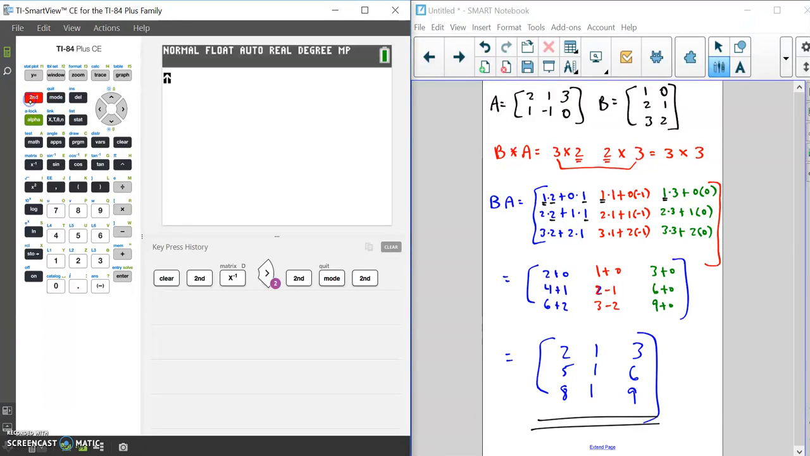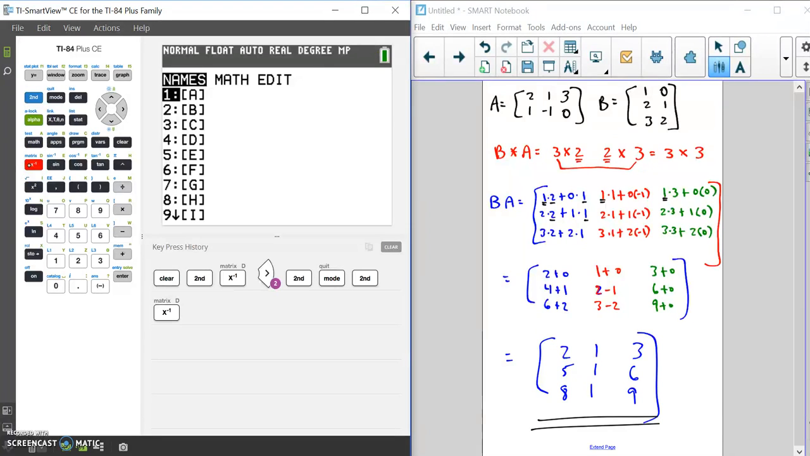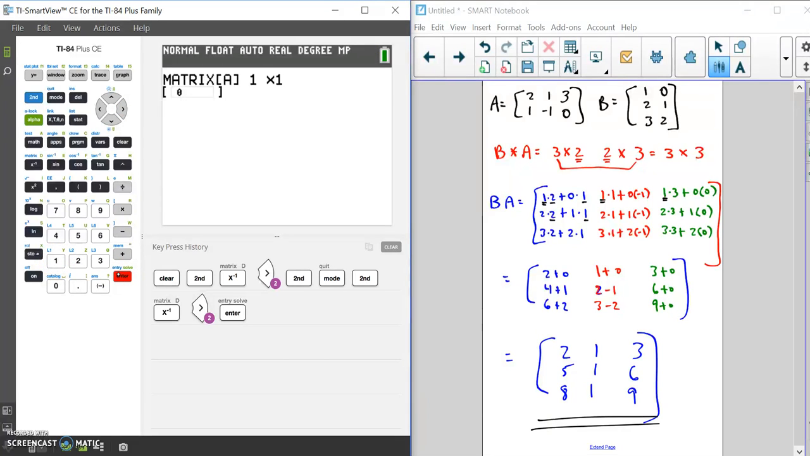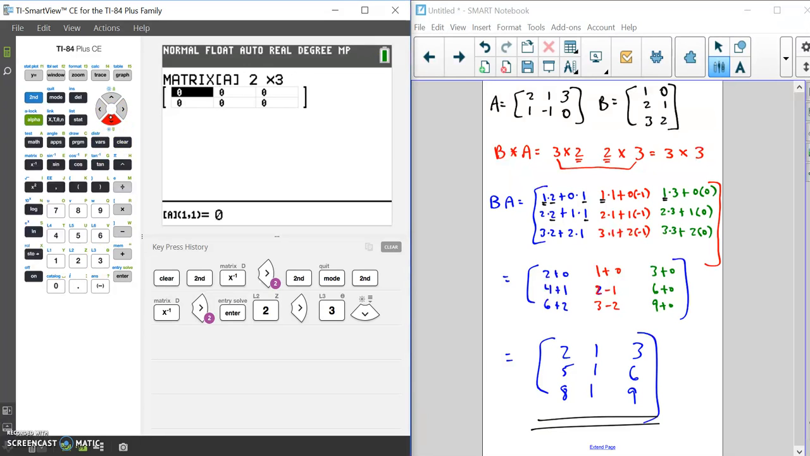Alright, so press second, and you see where it says matrix right here on the calculator. If you press that, it's going to bring up some matrices. Now we need to actually edit these matrices first. So I'm going to go ahead and edit A. A is a 2x3 matrix, so we need to enter that in right here. So this is 2x3. And then that'll allow me to enter in all of this stuff for a 2x3 matrix.